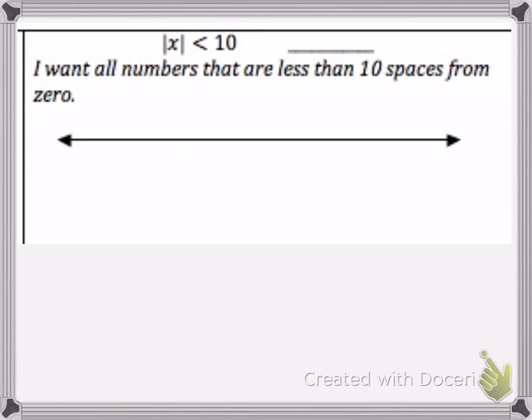Now when we're looking at the absolute value of x being less than 10, we're looking at and. So we're thinking of an intersection of things. To graph that, we want all numbers that are less than 10 spaces from 0. So we've got 10 spaces on the right, 10 spaces on the left, and we want all the values that are less than that. So we would want an open circle on 10, an open circle on negative 10, and all the values in between. Now again, let's look at the inequalities that would make that true.